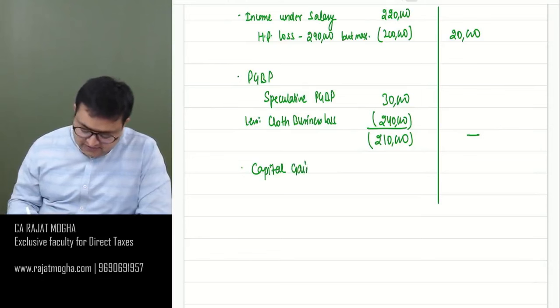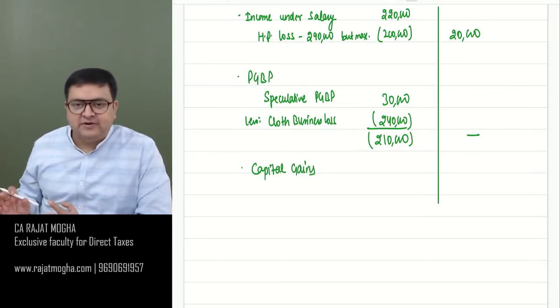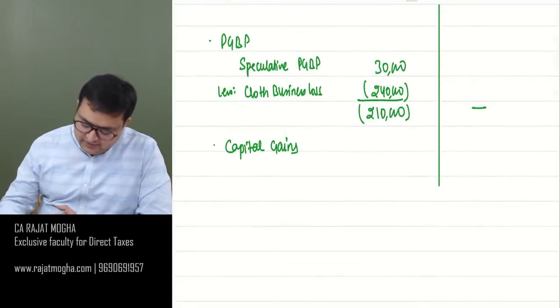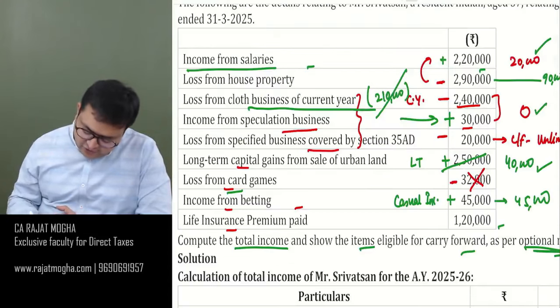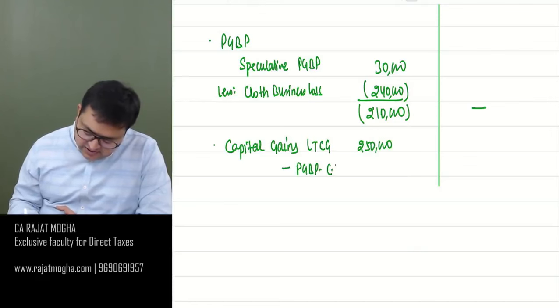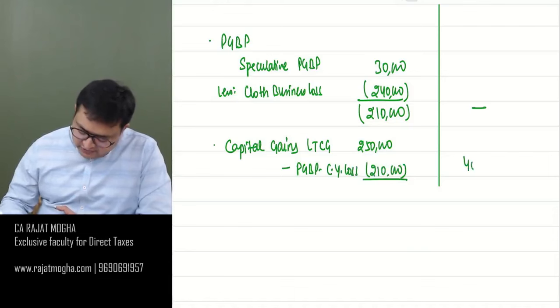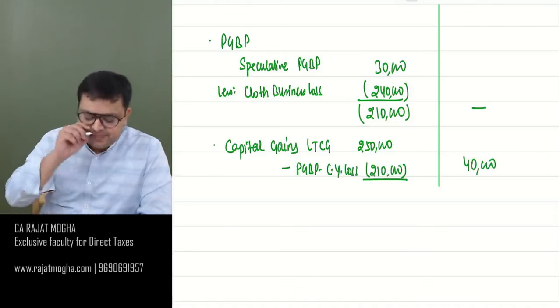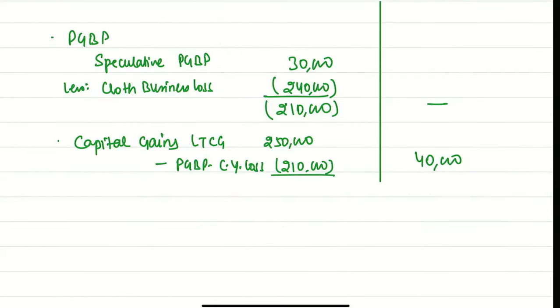Capital gains, because we have done the rough calculations, so I am sure about it. We have long-term capital gain 250. This is long-term capital gain minus PGBP current year loss 210,000. We are setting it off from here, so we are left with 40.